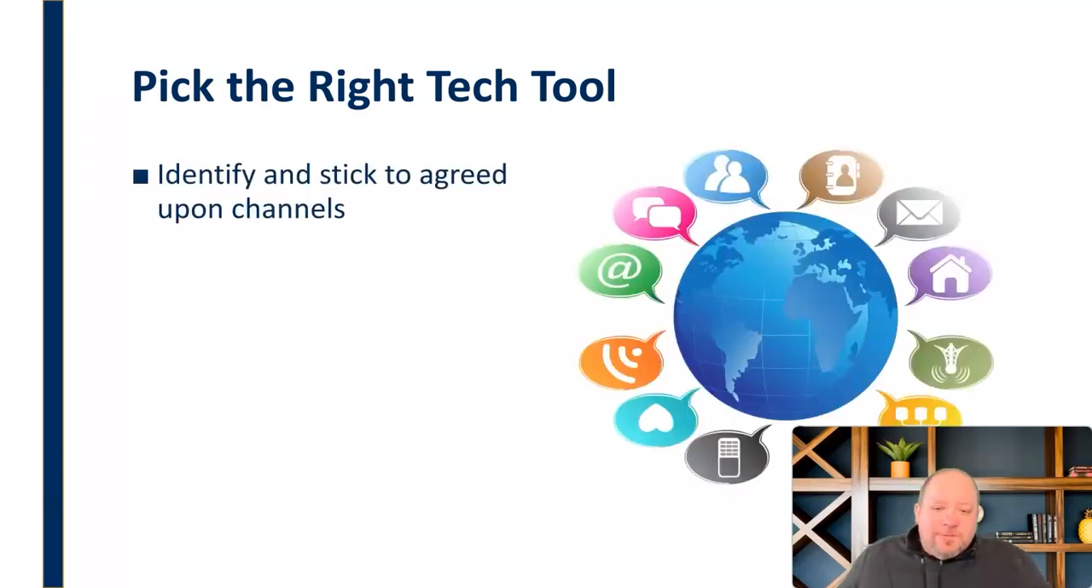Once you pick that, first of all, identify and stick to that agreed upon channel. If you agreed to use Google Docs to share files, or whatever it is, then stick to that. Don't have one person say, well, I decided to house it out here. I'm using the Microsoft 365 platform instead, so I just want to keep it there, and you can go there and find it. Keep everything together. Once you've identified as a group something that you're going to use, stick to it.